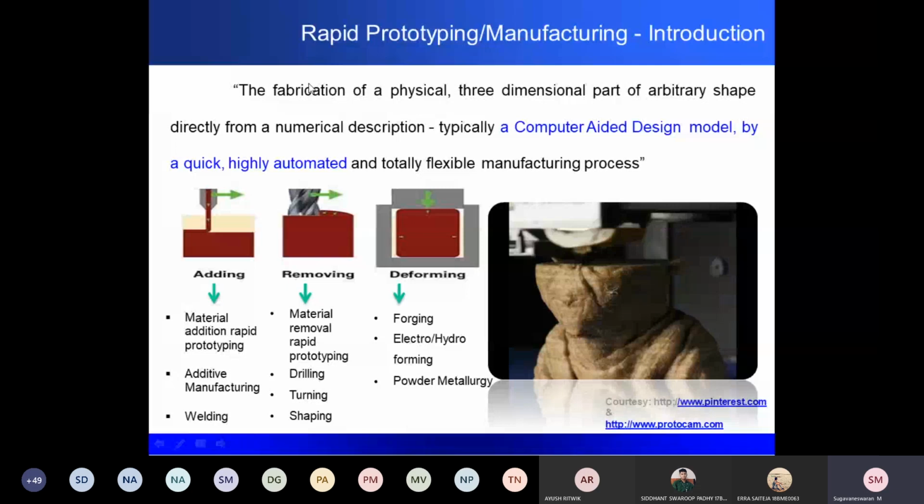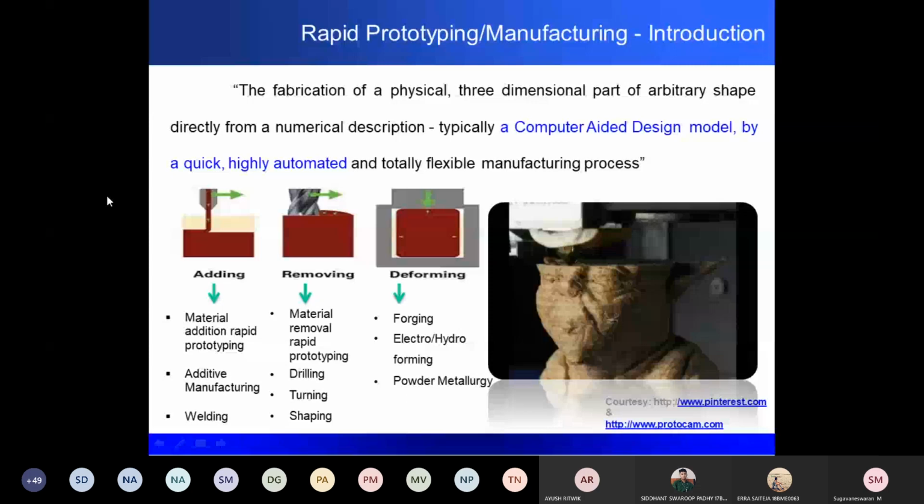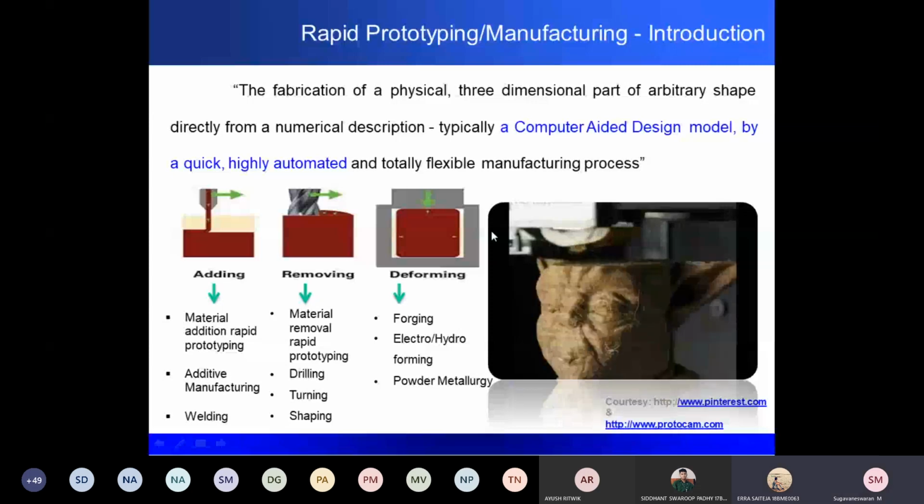Rapid prototyping and manufacturing introduction. As I mentioned in the previous case study, traditional manufacturing can be classified into three different categories: adding process, removing process, and deforming.